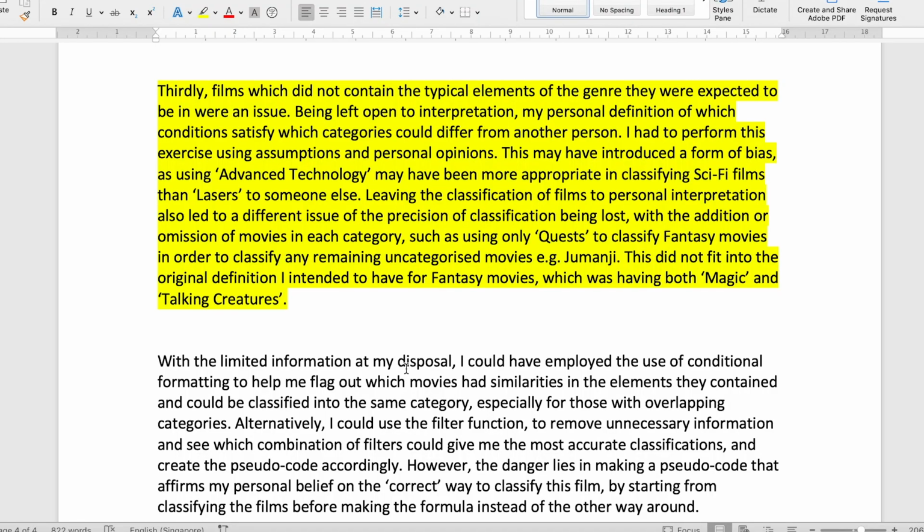"With the categories being left open to interpretation, my personal definition of which conditions satisfy which categories could differ from another person. I had to perform this exercise using assumptions and personal opinions." Now, some students did not even have this realization. They just assert, sci-fi must have this, fantasy must have this. Then there is a lack of awareness that you are actually imposing your assumptions, your preconceived notions, onto the data.